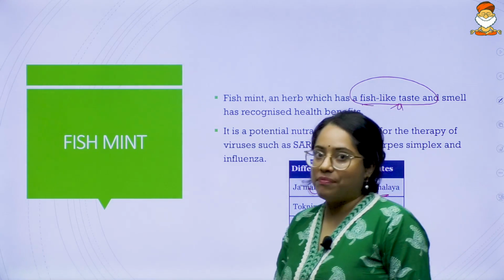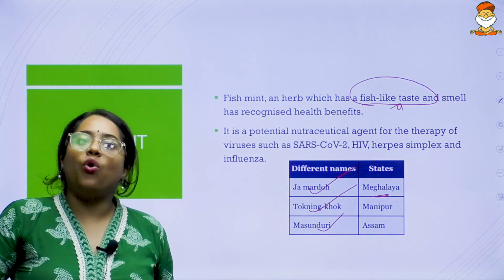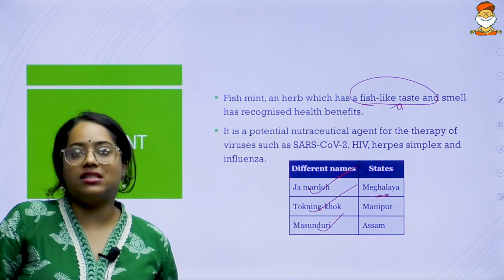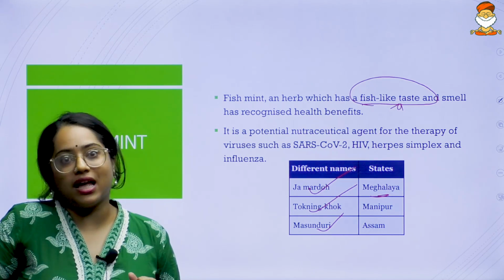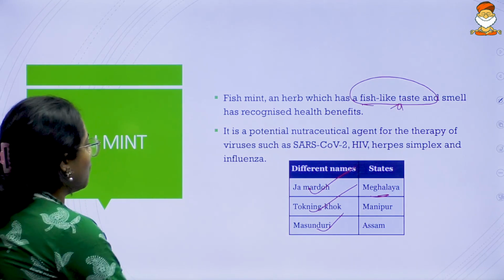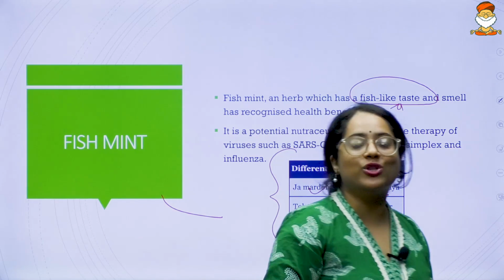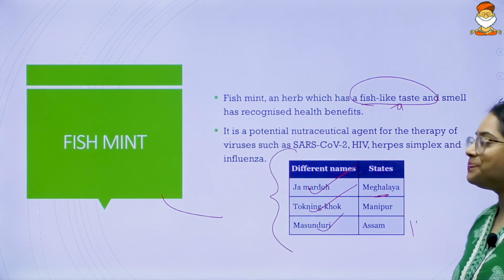So here what has happened is the fish mint, which is popular right now, is known to be a potential nutraceutical agent for the therapy of viruses like SARS-CoV, HIV, herpes, influenza, etc. And in India, it occurs widely and it's quite common in certain cuisines also. So this is the reason why we have these names also mentioned.